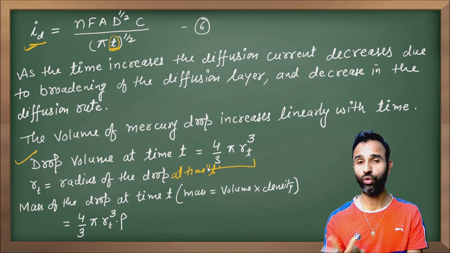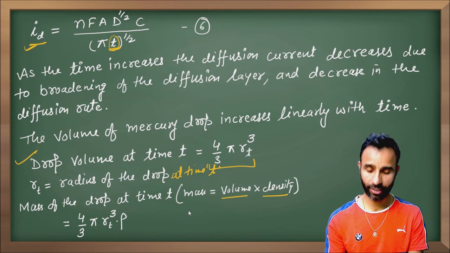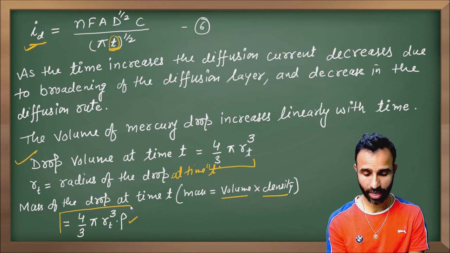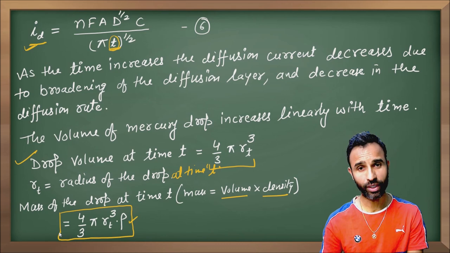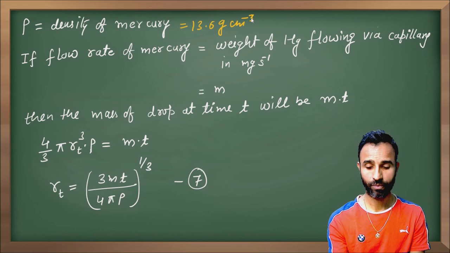Now the mass of the drop. Mass is actually volume into density. So let us take rho as the density. The mass of the drop is 4/3 π rt³ into rho. Rho is the density of mercury, and its value is 13.6 gram per centimeter cube.